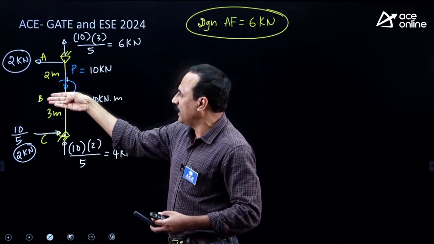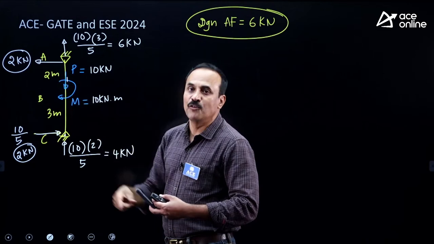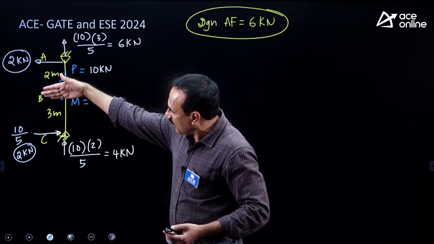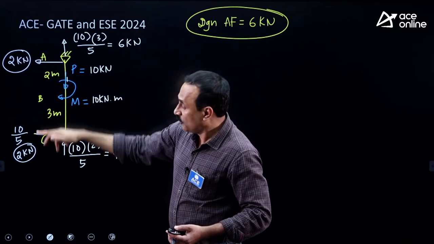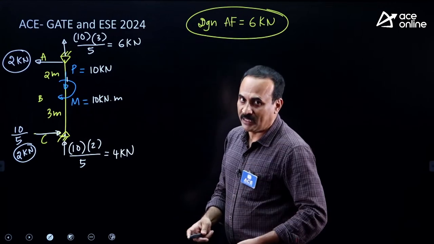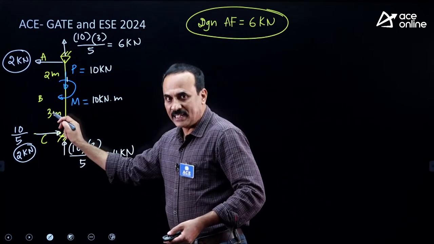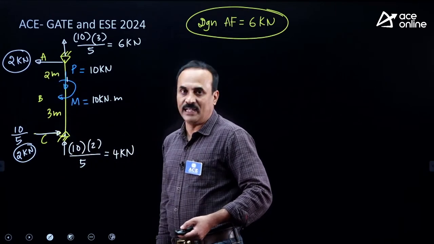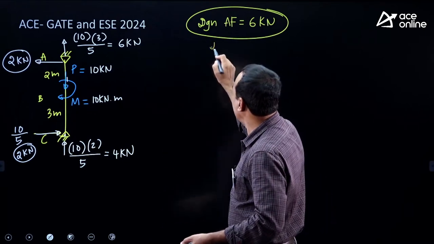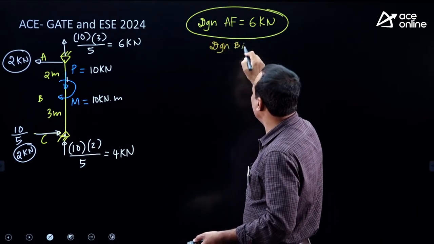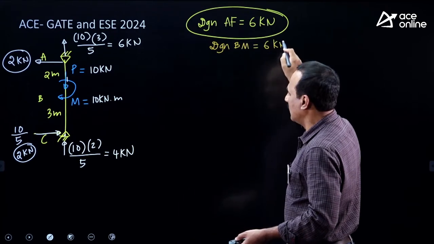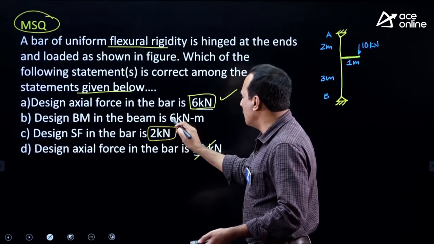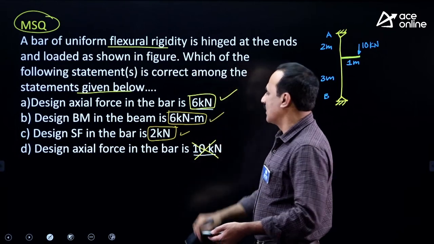By the time you reach B, the bending moment will be 2 into 2, 4 kilonewton meter. And if you look from the bottom, the bending moment here is 2 into 3, 6 kilonewton meter. So 2 into 3 is creating higher moment compared to 2 into 2. So the design moment is 2 into 3, 6 kilonewton meter. Let us see whether the option is correct or not. You see, design bending moment in the beam is 6 kilonewton meter.